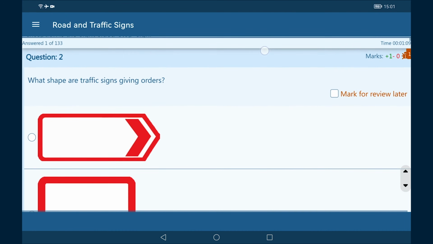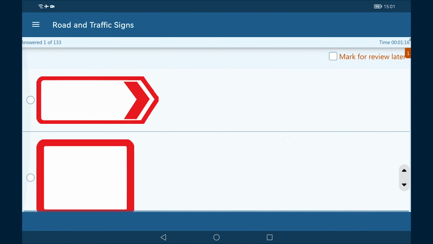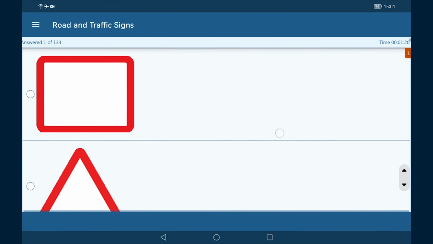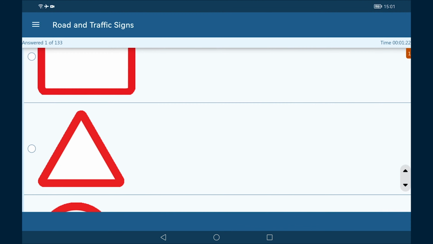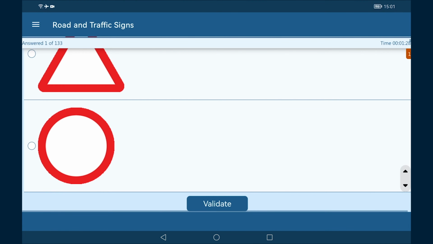Question 2. What shape are traffic signs giving orders? Option 1. Image. Option 2. Image. Option 3. Image. Option 4. Image. The correct answer is Option 4.